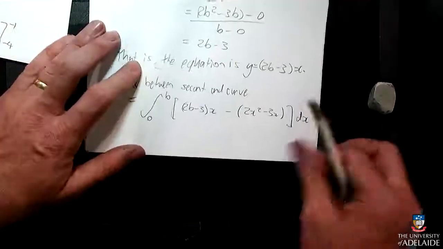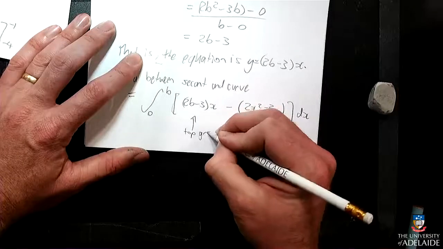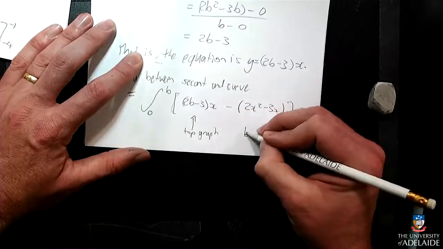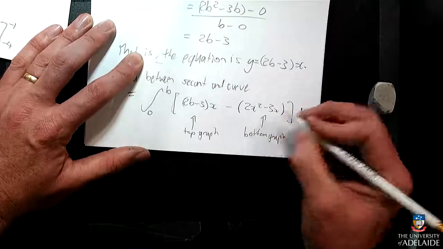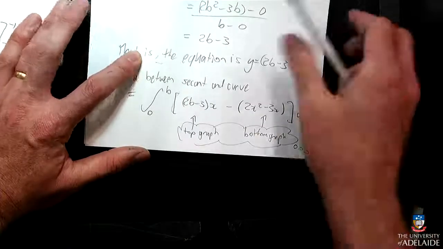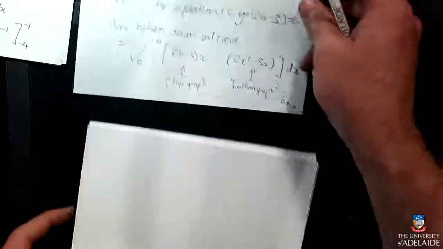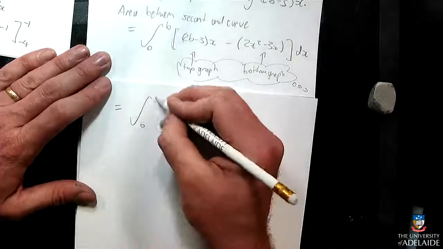So in my head, what I'm thinking is that this is the top function and this is the bottom graph. And so I can keep doing this working, I guess. Probably good to figure out what this is.